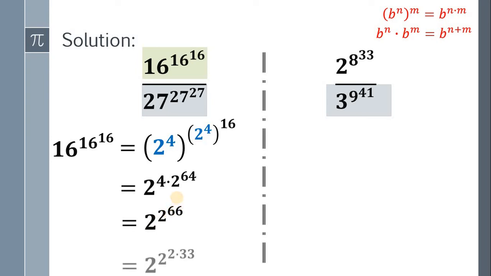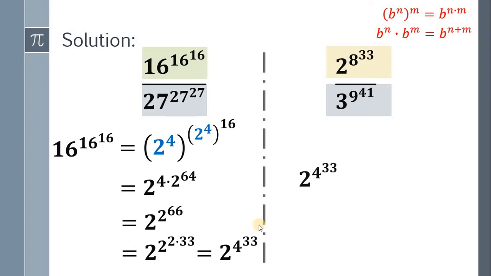66 is equal to 2 times 33. Therefore, our number is equivalent to 2 raised to 4 raised to 33 because 2 squared is equal to 4. So we have 2 raised to 4 raised to 33. Now let's compare both numerators. So we have on the left-hand side 2 raised to 4 raised to 33 and on the right-hand side we have 2 raised to 8 raised to 33.